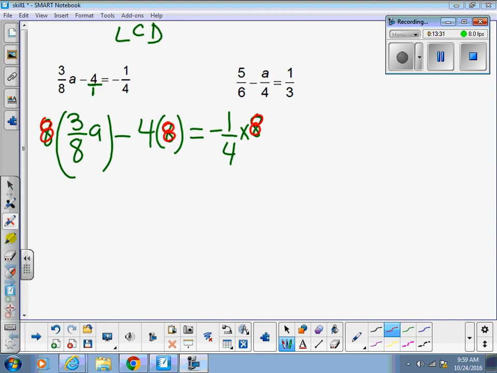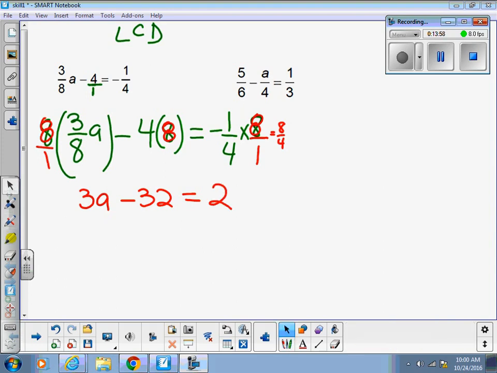So here this is 8 over 1. So 8 times 3 is 24, divided by 8 we get 3/8. 4 times 8 is 32. And with this over 1, 1 times 8 is 8, divided by 4, so 8 divided by 4, we get 2. So this is our new equation without all the fractions. So again, we get rid of the fractions by multiplying by the least common multiple, or least common denominator in this case. So here we can just go ahead and solve.